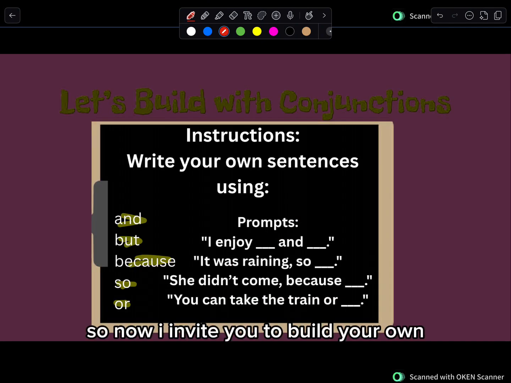Alright, so now I invite you to build your own sentence with conjunctions. The more you write in English, the more you'll actually begin to think in your target language and therefore be able to speak it more easily. So pause the video and take a look at the words on the left. Unpause the video when you've finished.